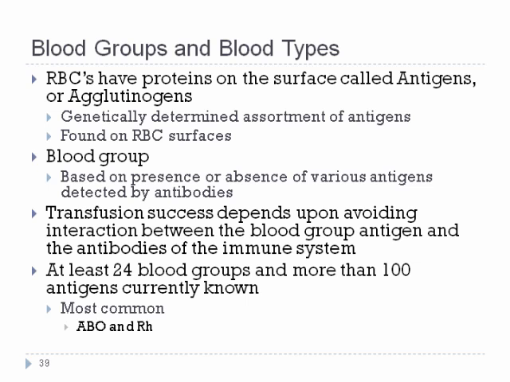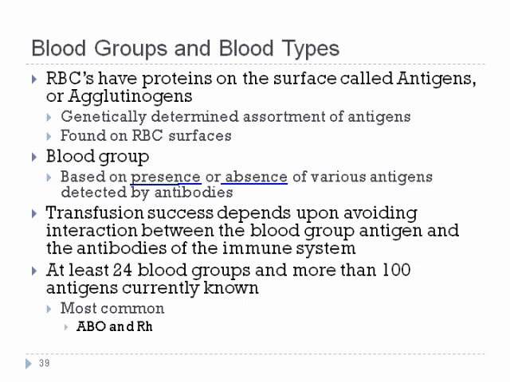Red blood cells have proteins on their surface called antigens. These are genetically determined proteins found on red blood cell surfaces. We put people into blood groups, or we say what their blood type is, based on the presence or absence of these various antigens.